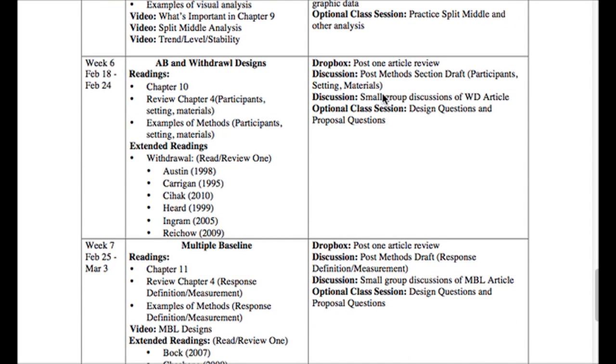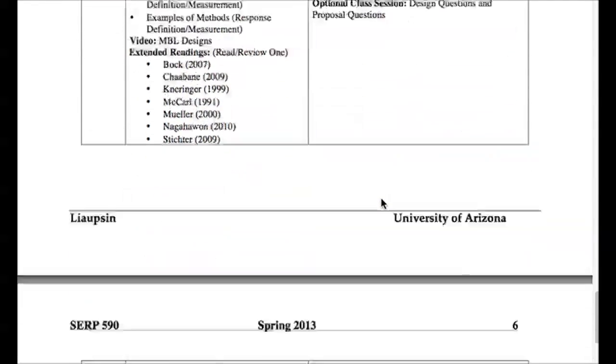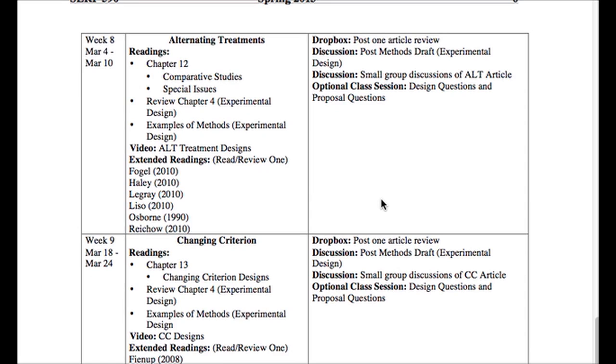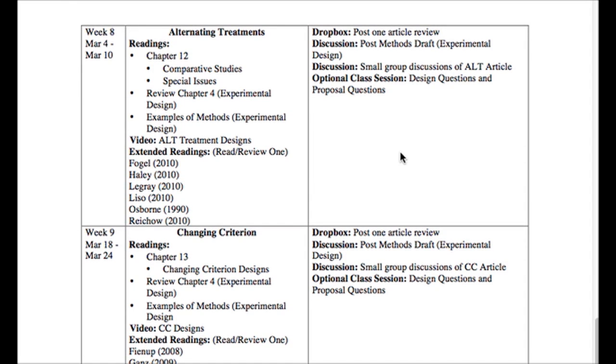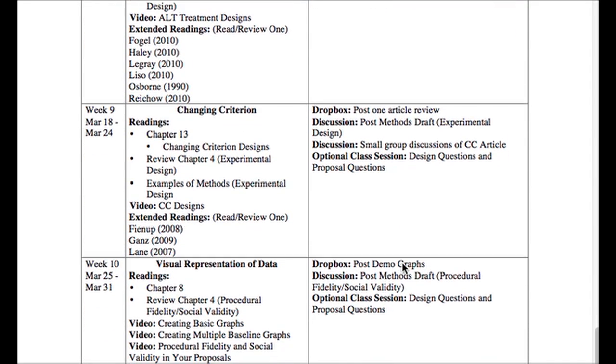So during that 6th week we'll be posting the methods section draft on participants, setting, and materials in your study. 7th week it will be the response definition and how you plan to measure in your research proposal. The 8th week we'll talk about alternating treatment designs, and you will be posting the experimental design part of your project draft in the discussion section. The 9th week we'll talk changing criterion designs.